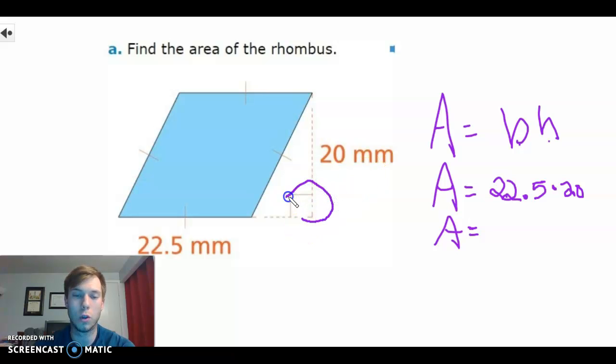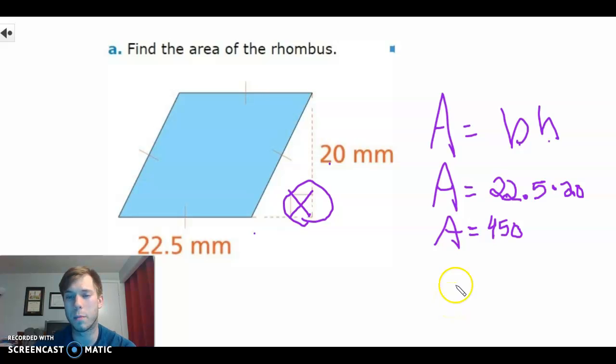Once again, we can look for where our perpendicular lines are, where the right angle is, and that's our X marks the spot, tells us our height, tells us our base. So we're going to multiply 22.5 by 20. When we do this, we get 450. But this can't be our final answer yet because we don't have units.